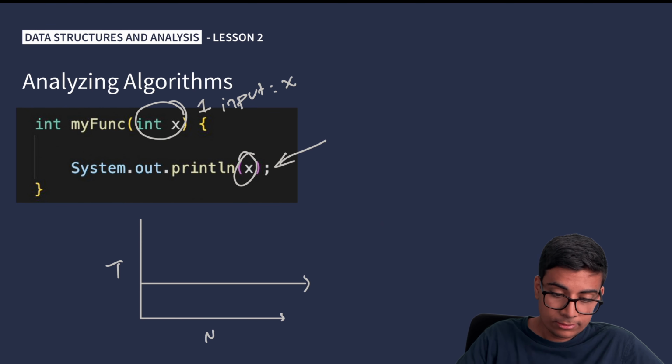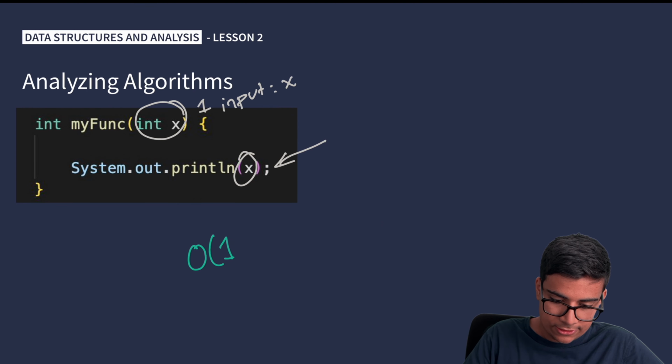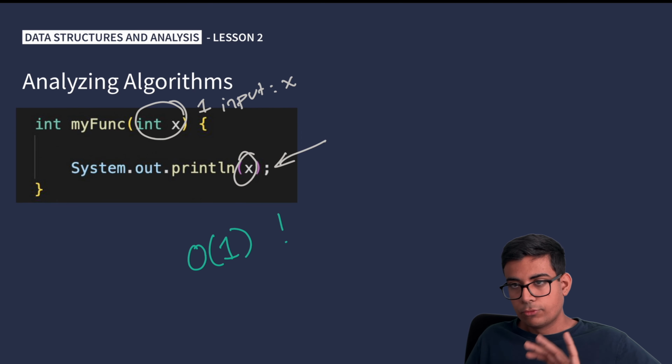And so therefore, we could say that again, this is going to be O of 1. And that is very nice. And again, this is simply because there is only a single input and our println runs in constant time.